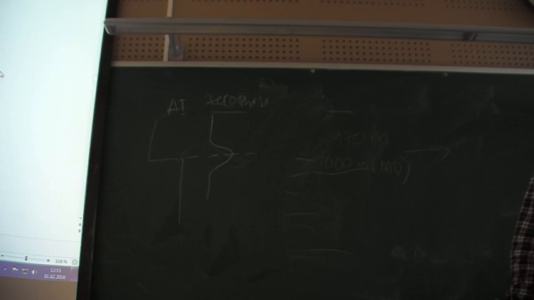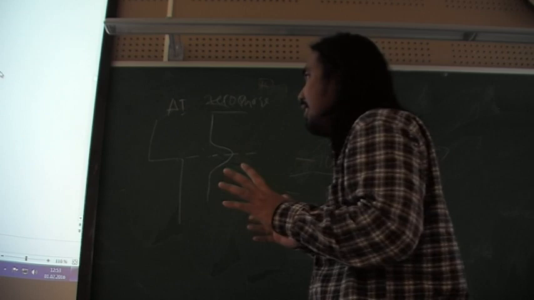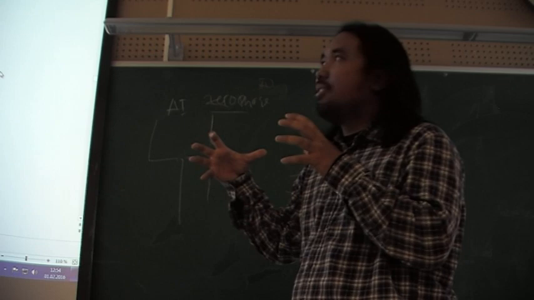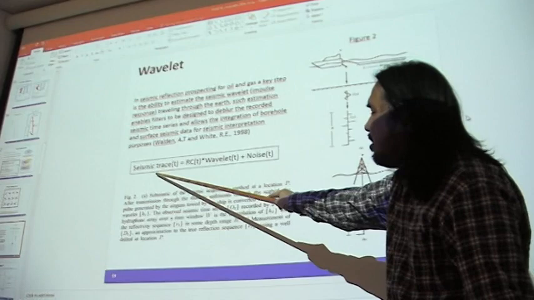Wavelet. So we have a sonic log calibration. Then we have a wavelet. This wavelet is quite tricky, because you need to have your seismic data itself to be able to create this wavelet. But this wavelet is quite important, because this is a formula to create the synthetic seismogram or seismic trace, and the wavelet is here.